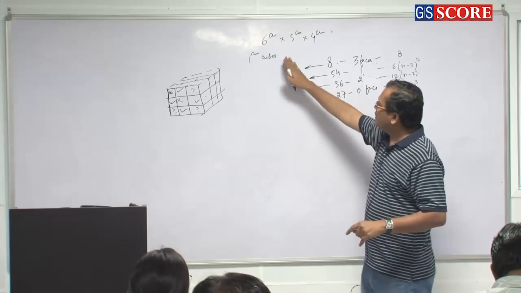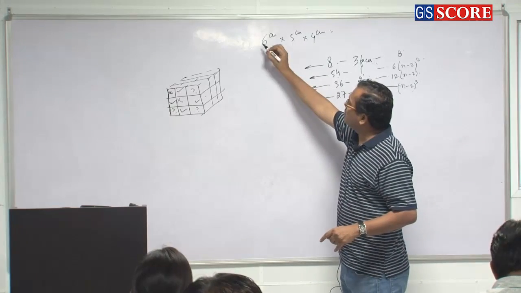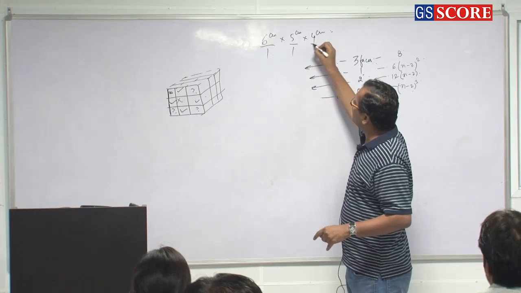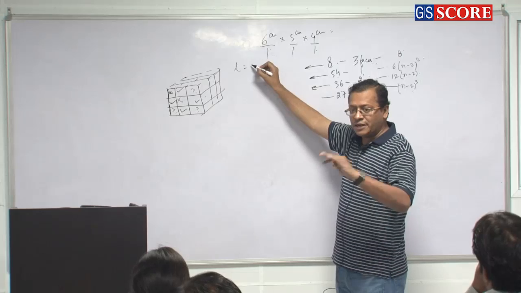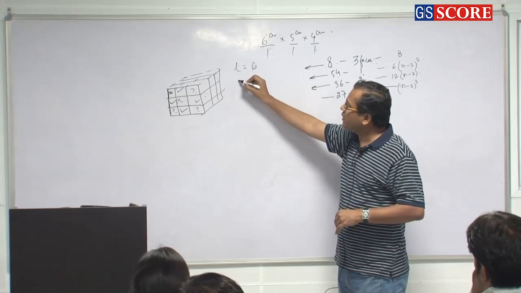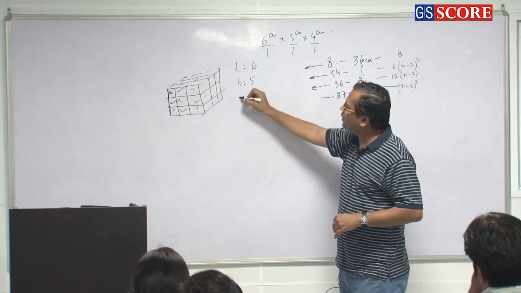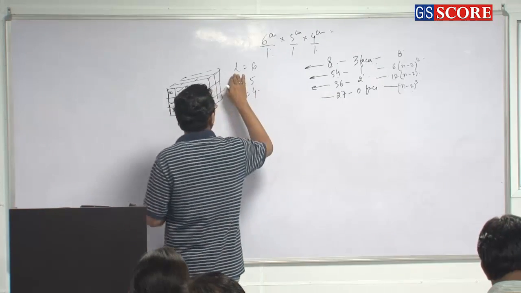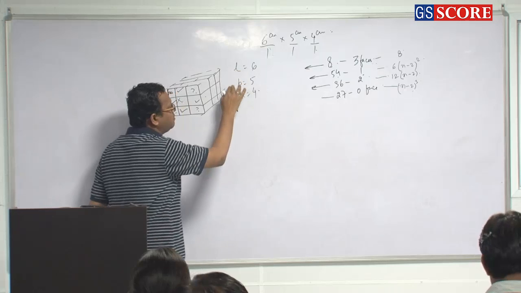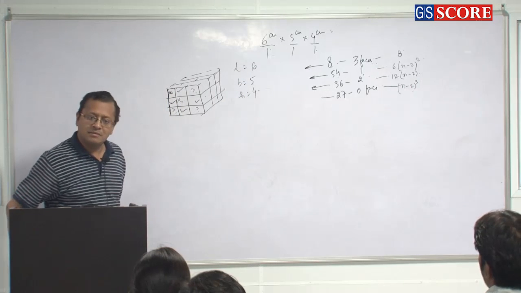Now, let us assume that 6 centimeters is being cut into 1 centimeter pieces, 5 by 1 and 4 by 1. How many lengthwise? Lengthwise it will be 6. How many breadthwise? It is 5, and how many heightwise? It will be 4. So, let us denote this by L, B, H. Clear or not?